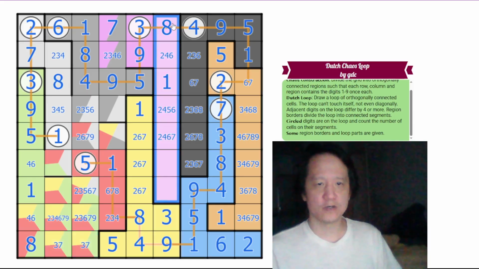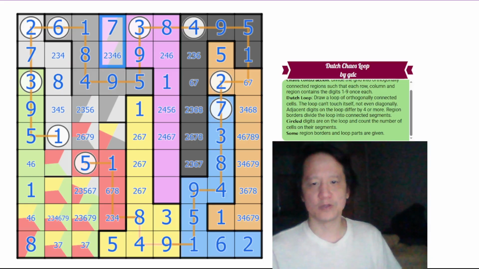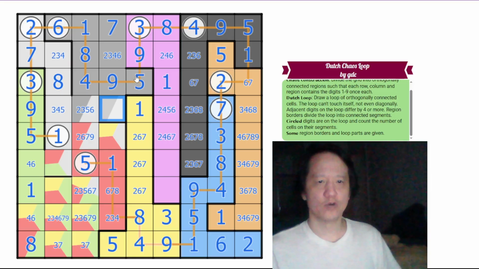The pink is all full, so this can't be pink here. This is the medium gray region. And so the medium gray region only has access to 1 more. 1, 2, 3, 4, 5, 6, 7, 8. If it goes here, that would block off this cell from any other region, so this must be medium, which means this can't be medium.